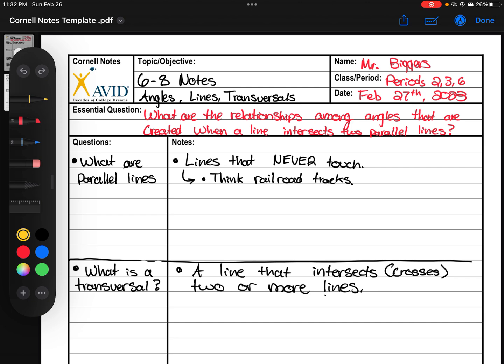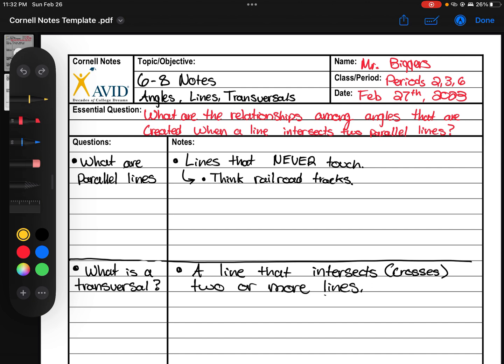I'm also going to have a document posted of these notes on Canvas as well. So that way, if you want to just see the images of the document, you have access to that. So we're going to go ahead and jump right in here.